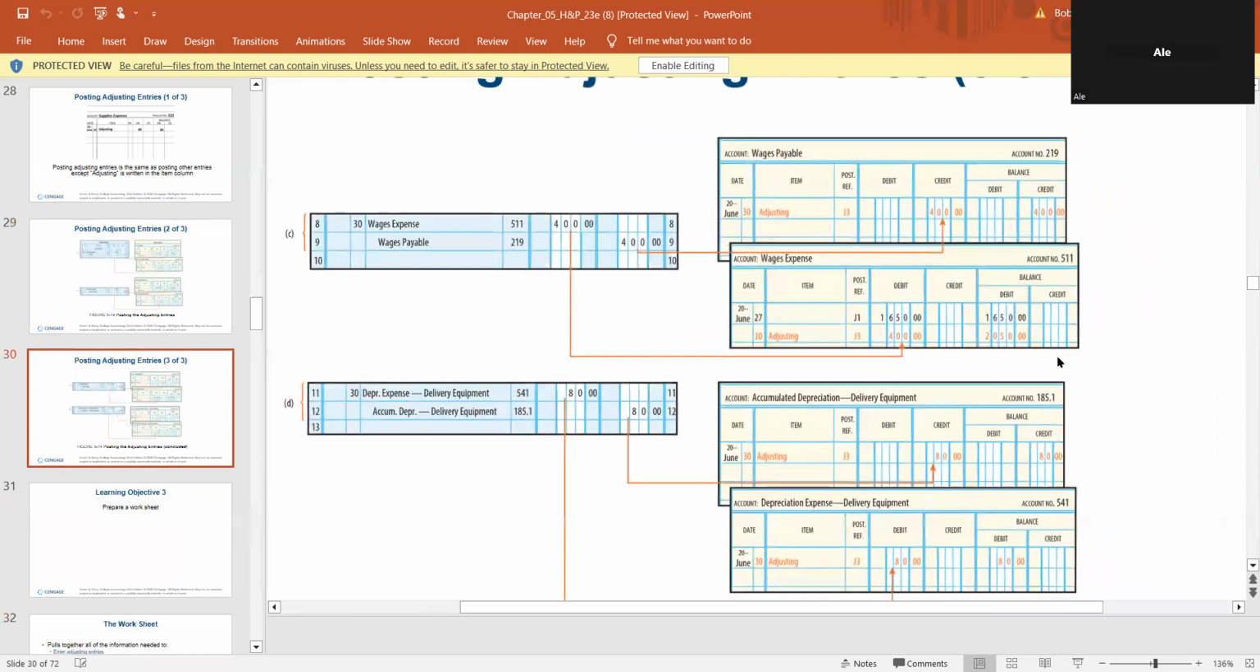Wages payable, wages expense. We debited wages expense, and look at that. It gets layered in right on top of that $1,650 payroll that had already been processed and paid. And that gets the total payroll expense for the month to $2,050. And here's your depreciation expense.